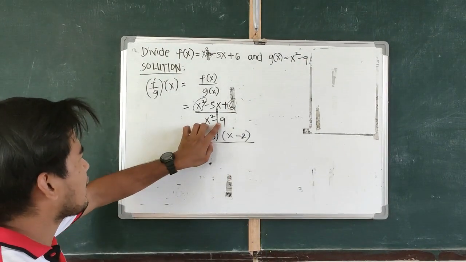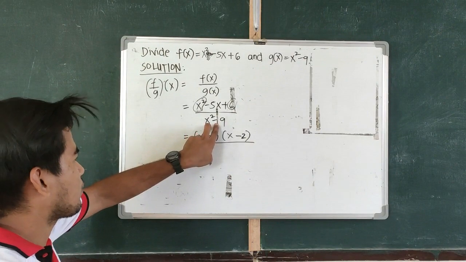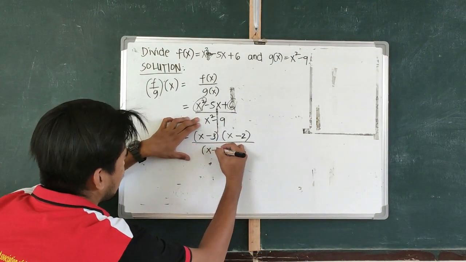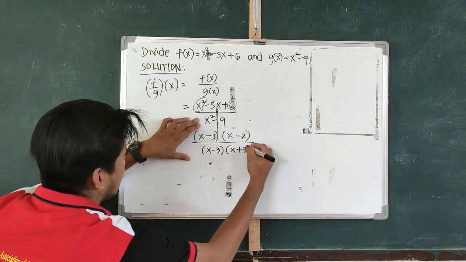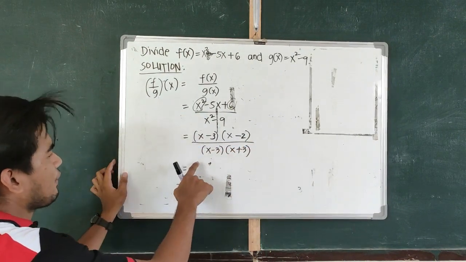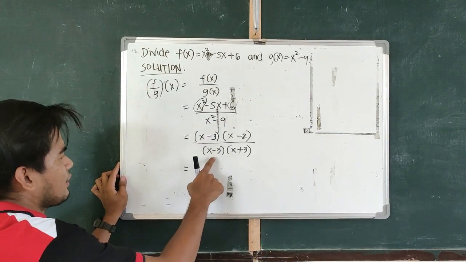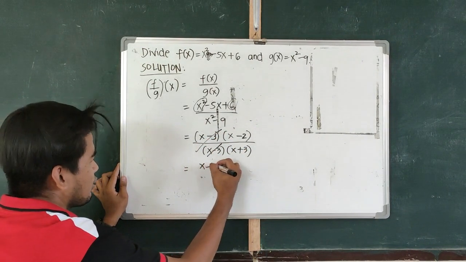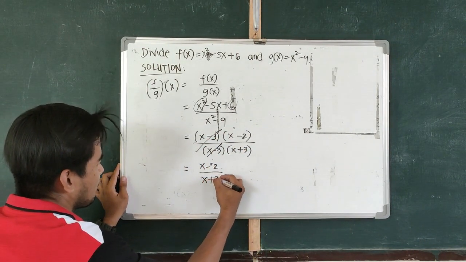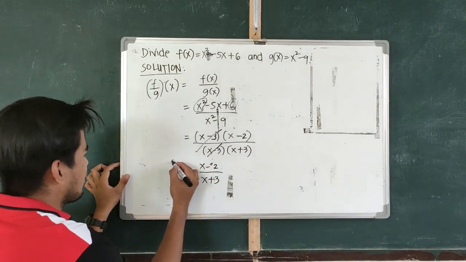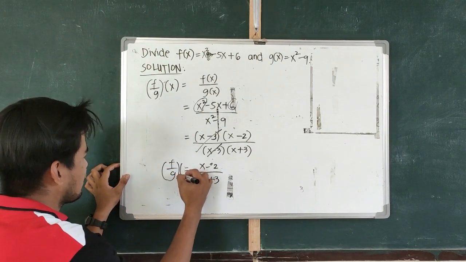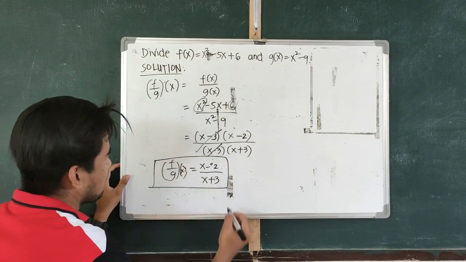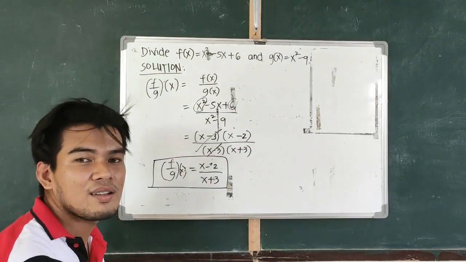Then x squared minus 9, I've shown this one in our previous example. The factors of this one are x minus 3 and x plus 3. So as you can see, pareho silang may x minus 3. Remove. So ang naiwan, we have x minus 2 over x plus 3. So that means the quotient of the two functions f and g is x minus 2 all over x plus 3. Okay?